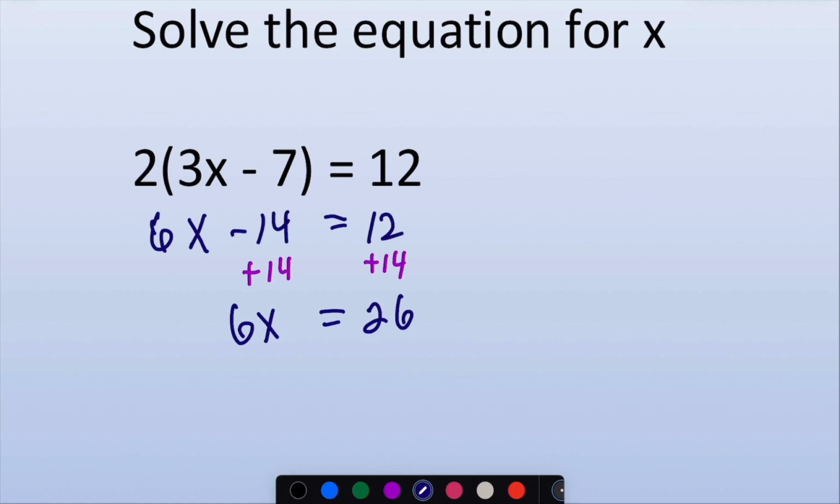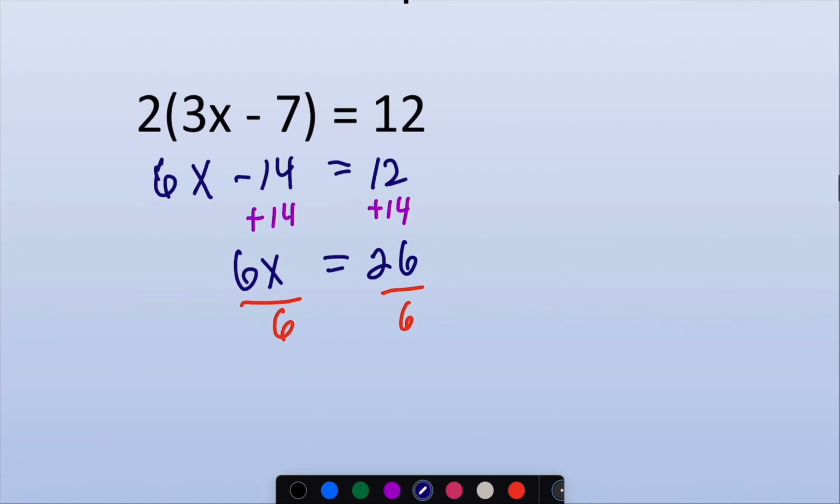Now 6x means the multiplication of 6 and x is equal to 26. So to isolate the x even further, once you have that term isolated, if you're multiplying by something, you're going to divide. If you're dividing by something, you're going to multiply. So we're going to just use the opposite operation. So divide everything through by 6.